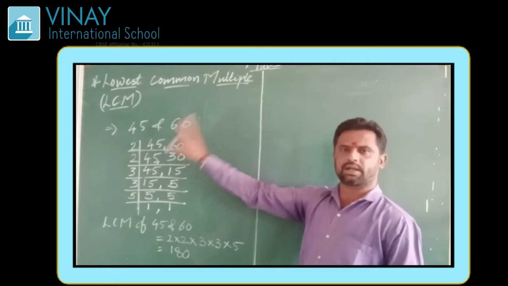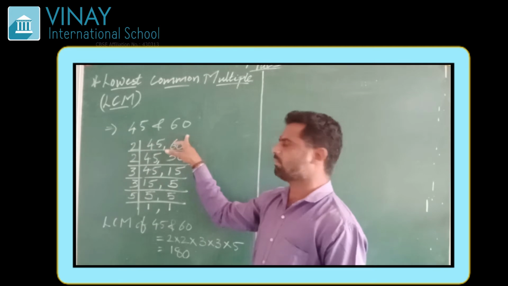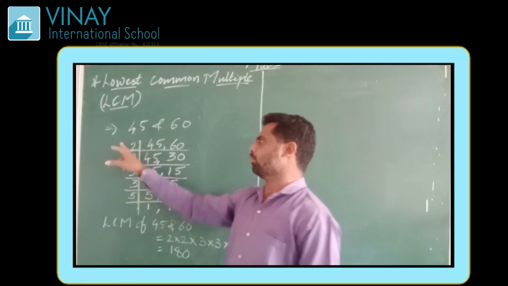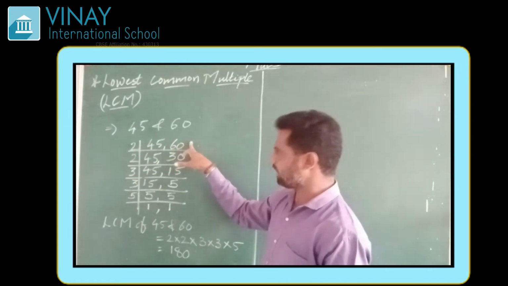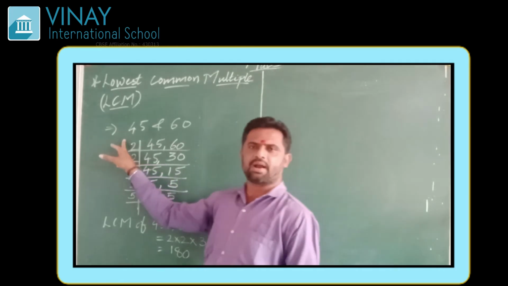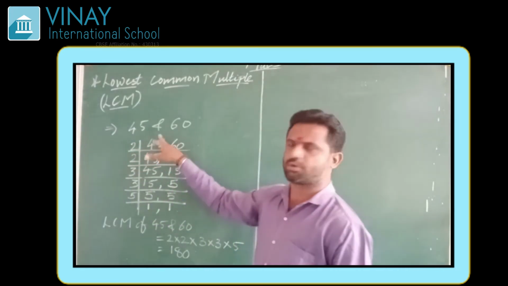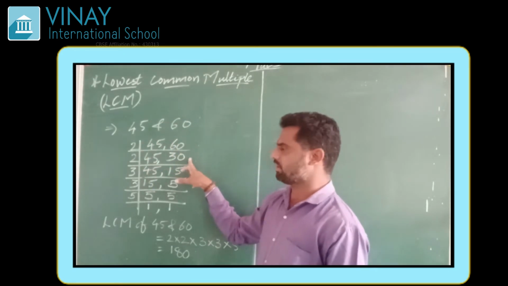Let us do it once again. I am repeating it. First we need to take both these numbers. This is the division method and we start division by 2. No problem if one is not divisible by 2. If another is divisible by 2, then we still divide by 2. 45 is not divisible by 2, so it will come as it is. 60 we divide and it will be 30.